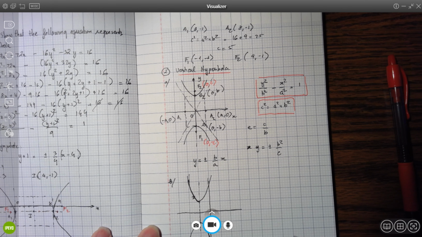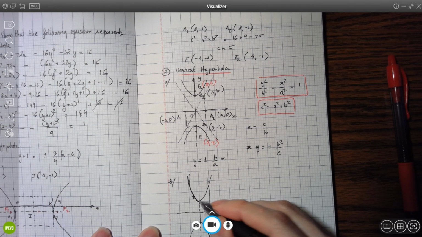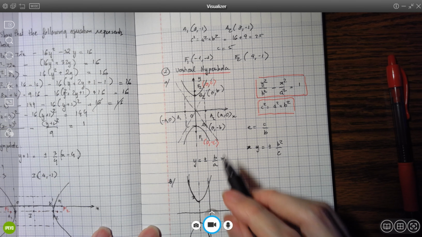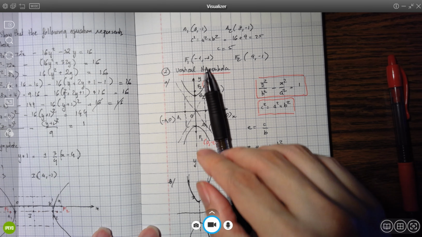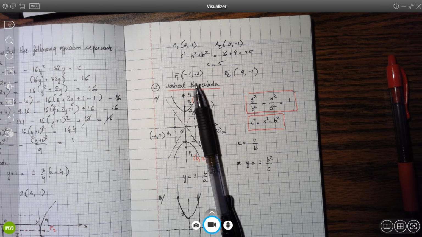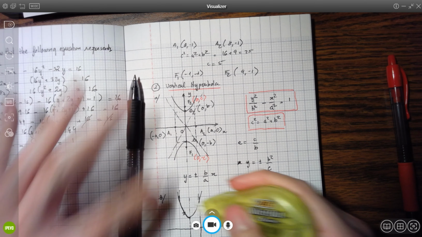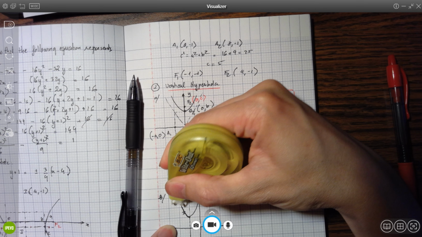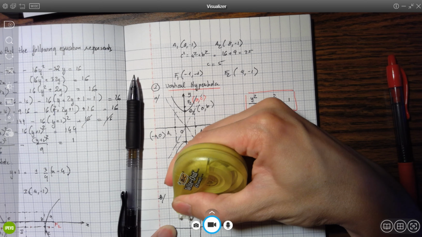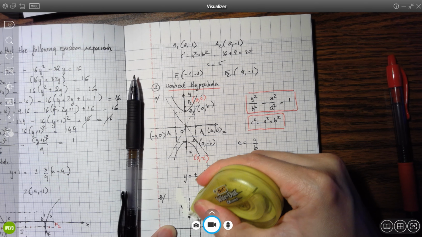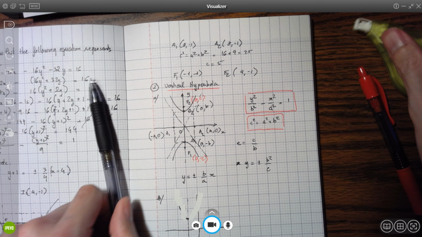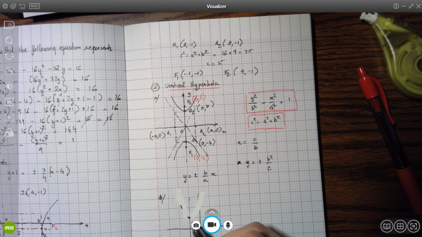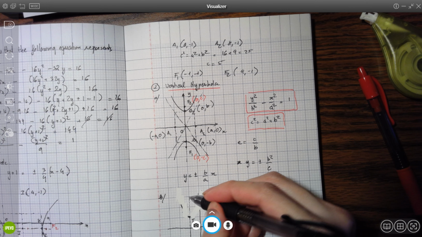Oh, I'm sorry, this is wrong. I drew the wrong one. Let me get the eraser, because this is the center already, so I need to move up. Okay, so this is the center, so it must be like this.